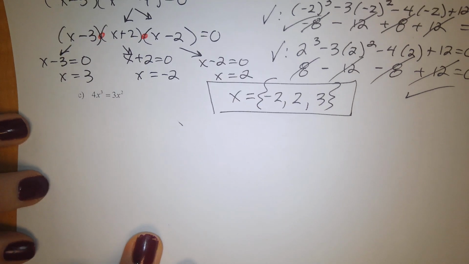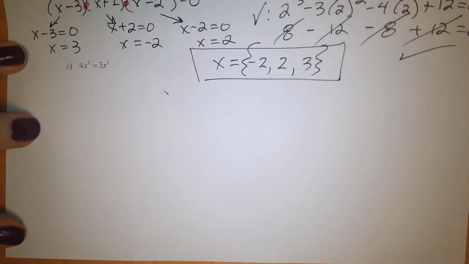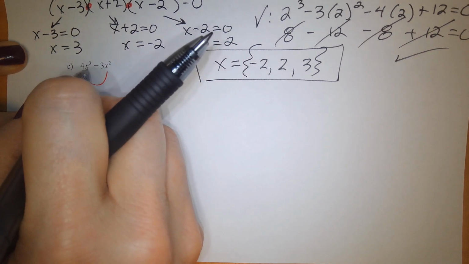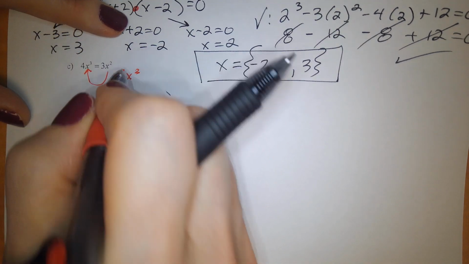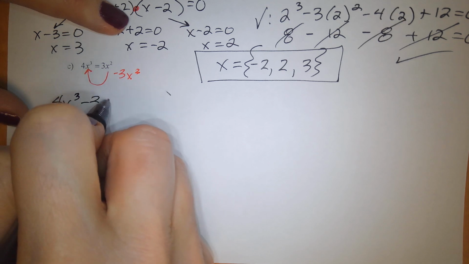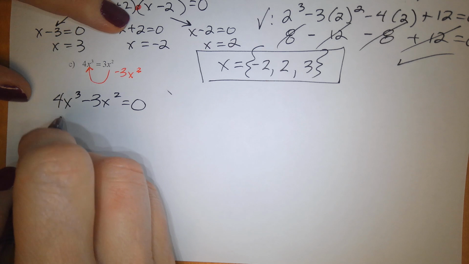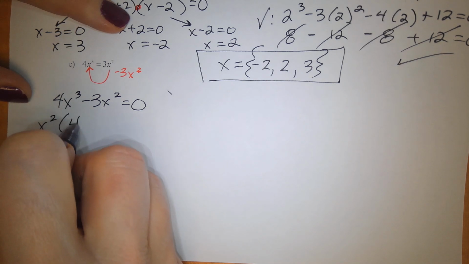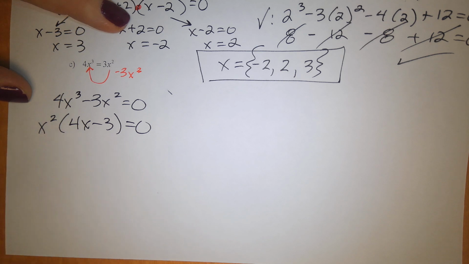Let's try one more. Last question. Let's get everything to one side, so I'm going to move this term over to this side by subtracting it. So I have 4x to the third minus 3x squared equals 0. Let's factor. Pull the x squared out, which is my greatest common factor.